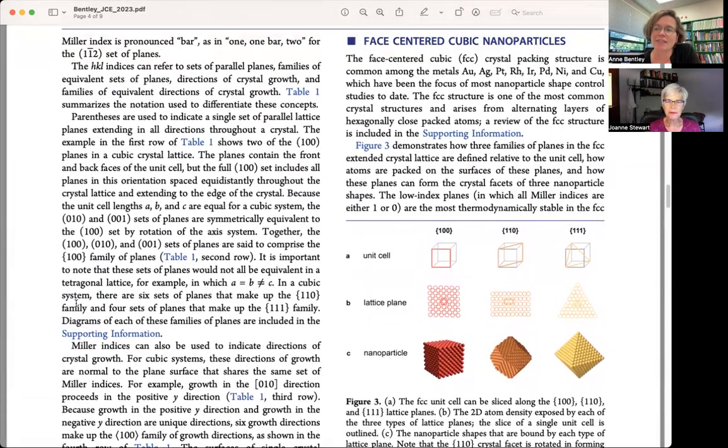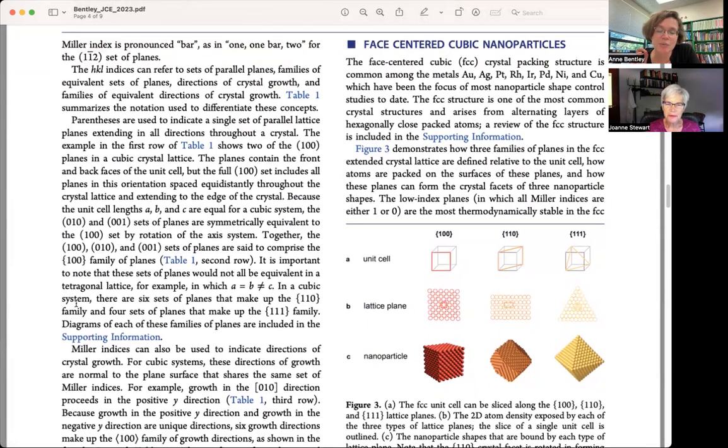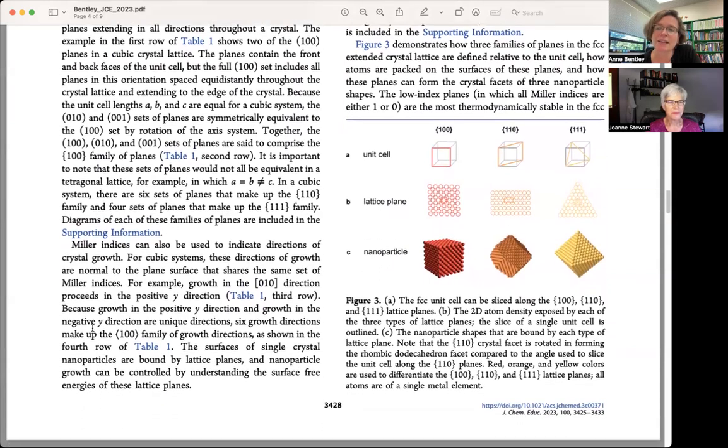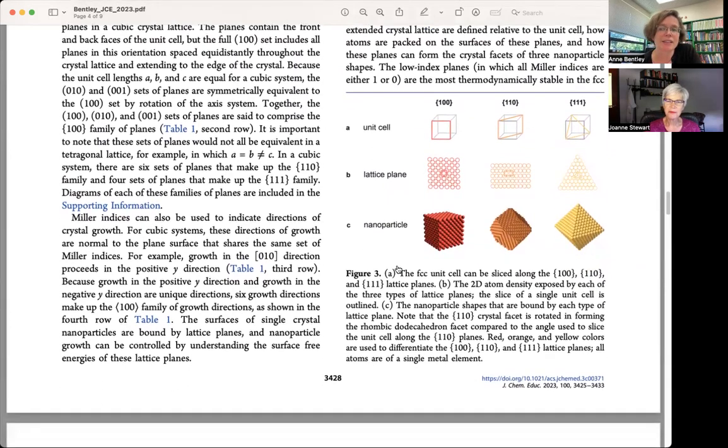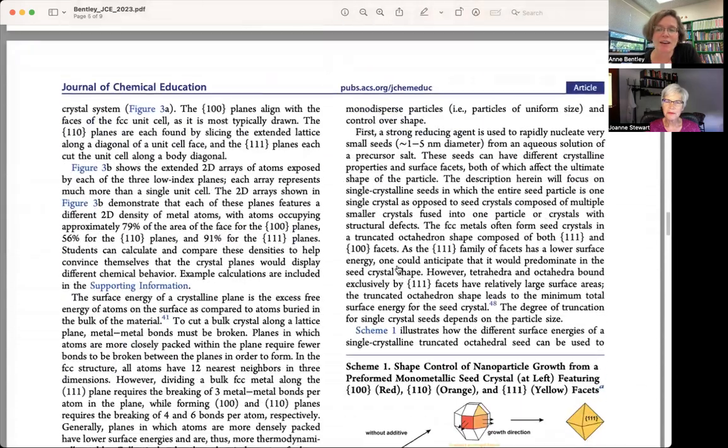Briefly, there are some calculations included in the supporting info, which I've always had my students do in class, that show different densities of atoms on different planes. And that leads to differences in surface energy in terms of how many bonds need to be broken to form a surface. And what that means is that nanoparticles, as you see here in the third line, of different shapes are exposing different planes to the surrounding world, and that can really affect their chemistry.